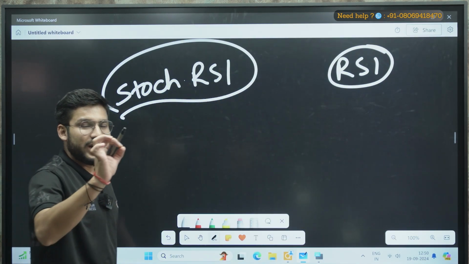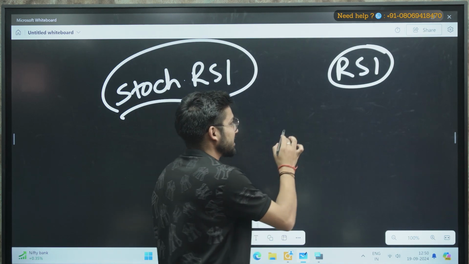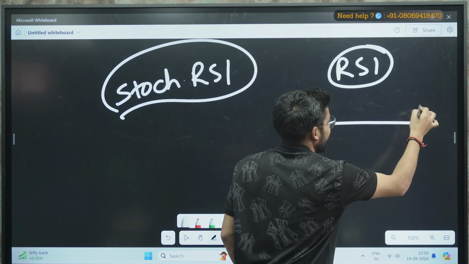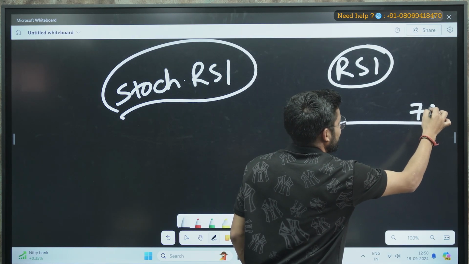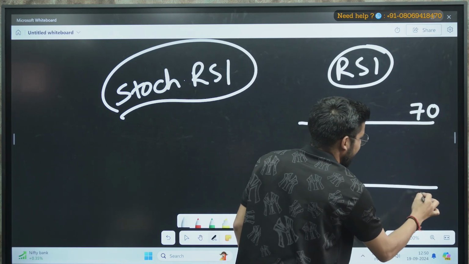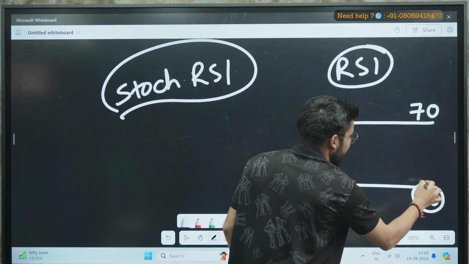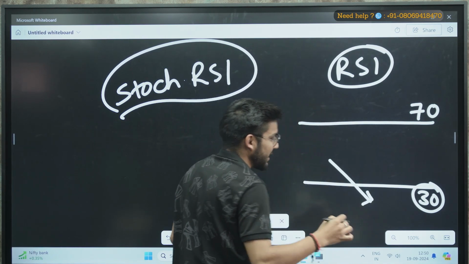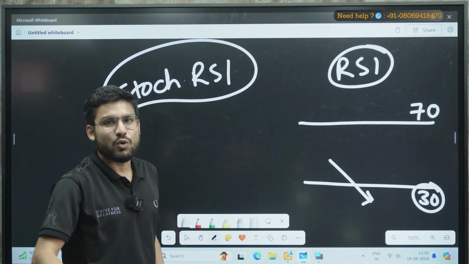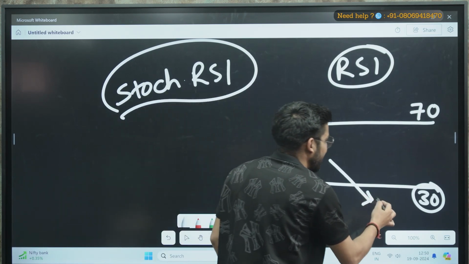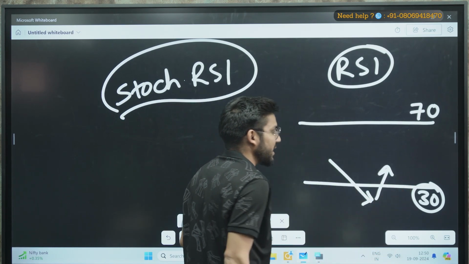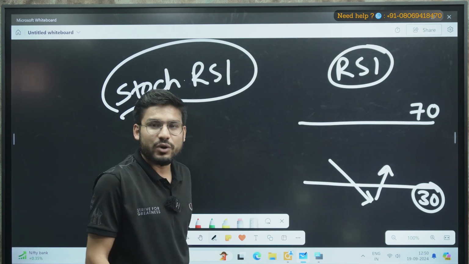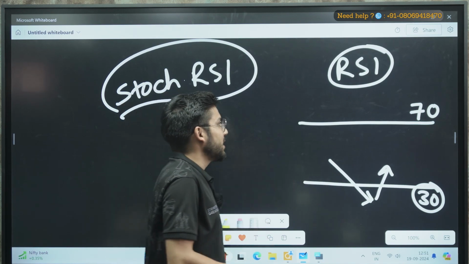When we are talking about RSI, it generally gives you the supply and demand zone. For example, 30 and 70 are the default settings. Whenever the market goes below 30, we usually analyze that the market is oversold, demand is generated from there, and the market will go in the upward direction when it crosses that level. This is the theory behind it.